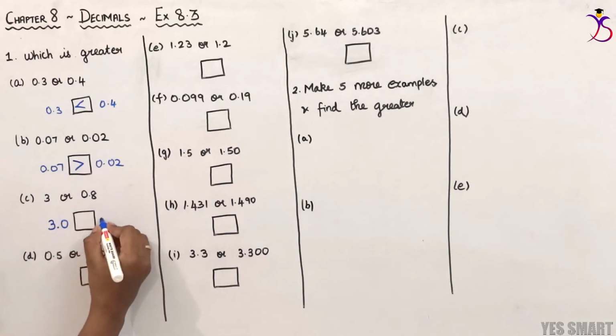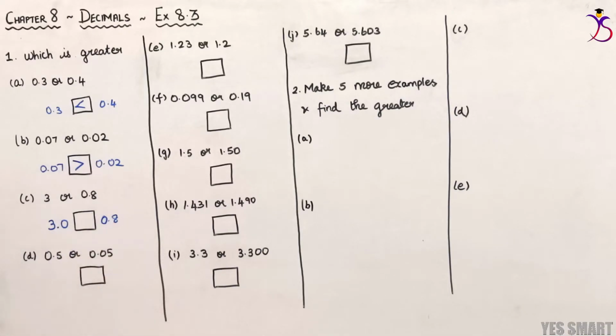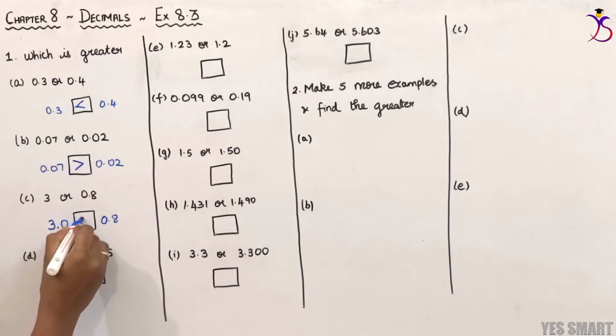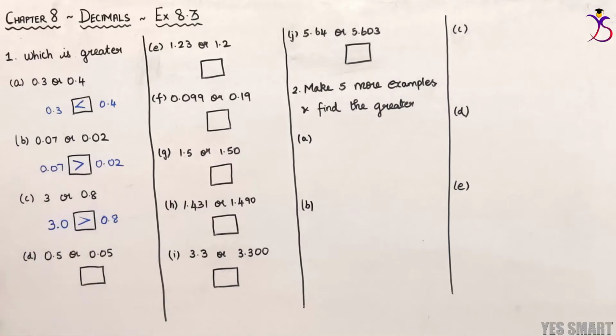On the right hand side, we have 0.8. Now these two are like decimals because the number of digits in the decimal parts is the same. Let's compare the whole part. Here we have 3 and here it is 0. Obviously 3 is greater than 0. Therefore 3.0 is greater than 0.8.